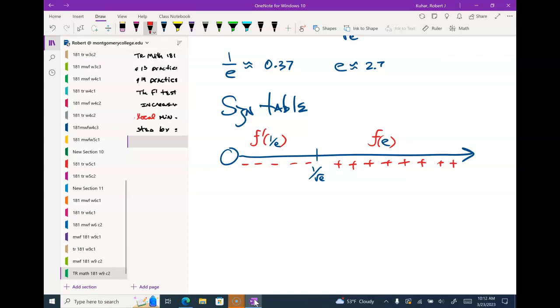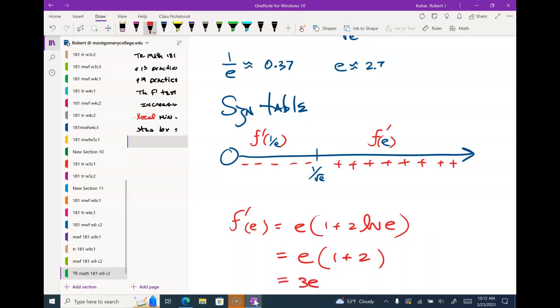Just so you watch me test, right? That's f prime. So f prime, what did I get? F prime of e was e times 1 plus 2 ln of e, right? And that's e times 1 plus 2, because ln of e is 1, so I get 3e. So positive, yes?